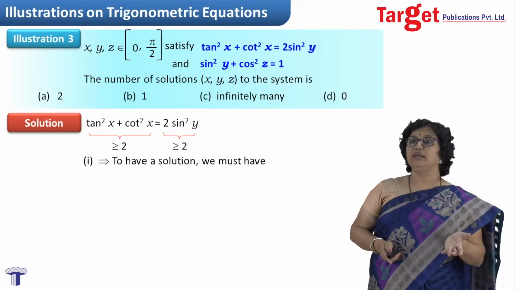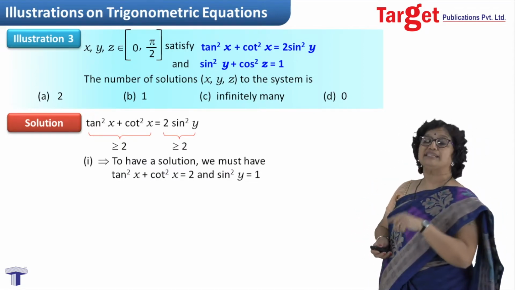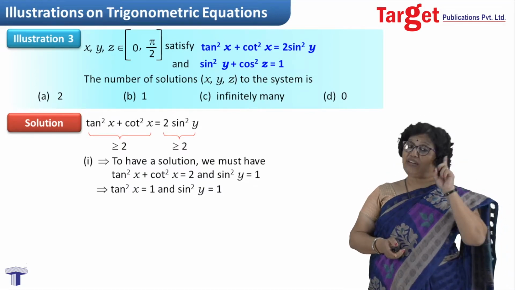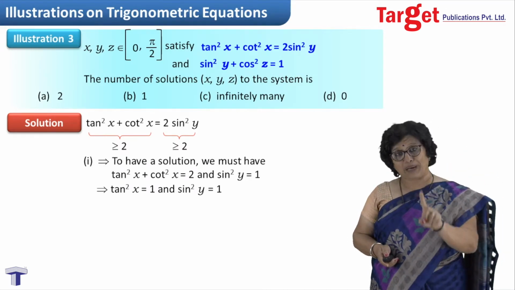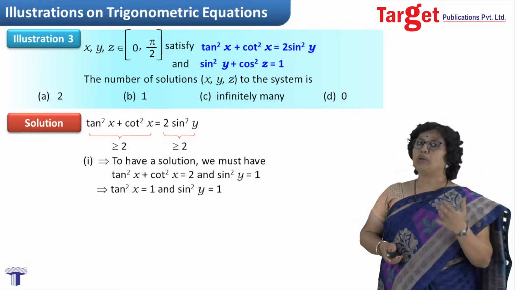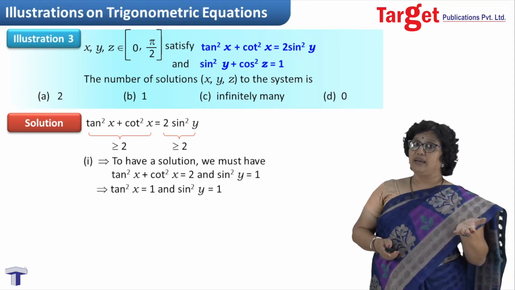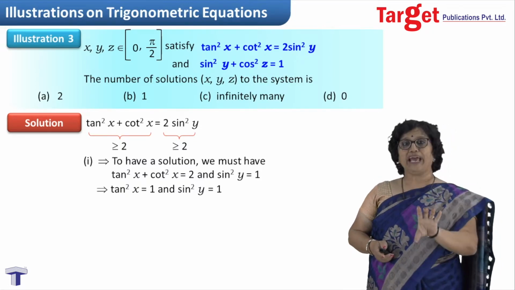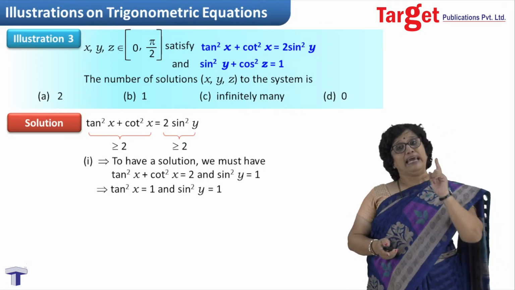To have a solution, we must have tan square x plus cot square x equal to 2 and sin square y equal to 1. And sin square y equal to 1 tells me that sin y will have to be plus 1. And tan square x equal to 1 also tells me that tan x will have to be plus 1. We are not taking negative values, as x and y both are in 0 to pi by 2. Fine. Now we have not yet tried to find z. Mind you, both values for x and y we have obtained from the first equation itself. I mean, one equation was sufficient to answer for x and y.